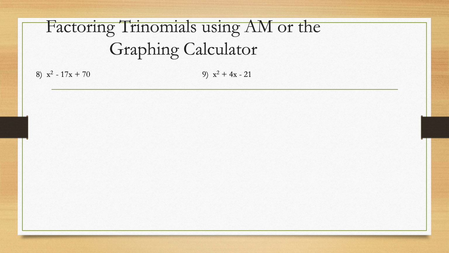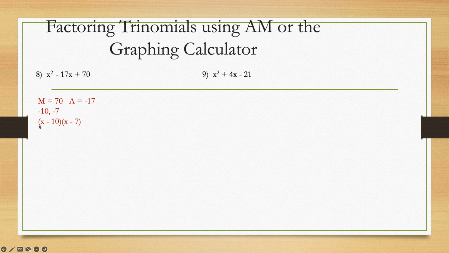Okay, we will note that the lead coefficient in both of these is 1, so we can use the AM or calculator techniques. In this case, we're going to multiply out to 70 and add up to negative 17. Those factors would be negative 10 and negative 7. So that means I get x minus 10 and x minus 7.